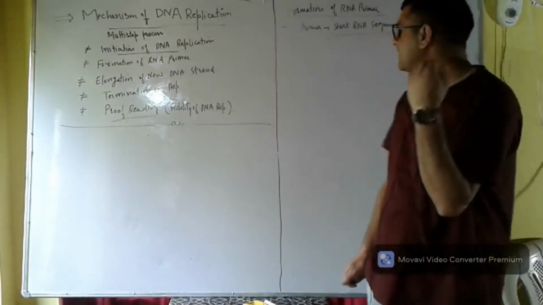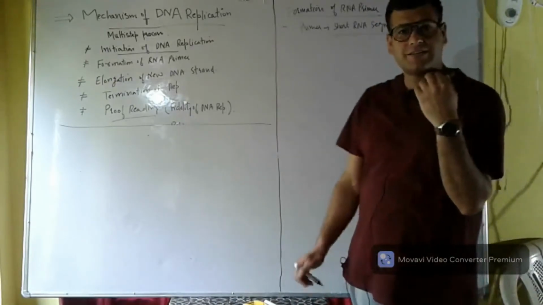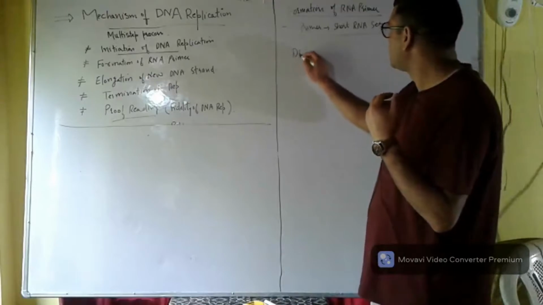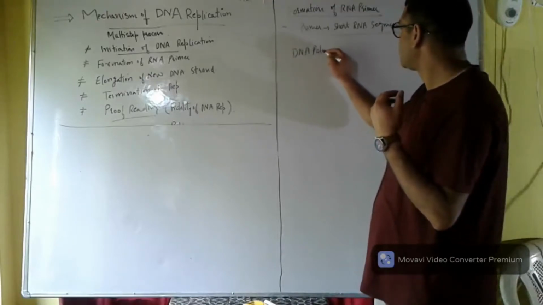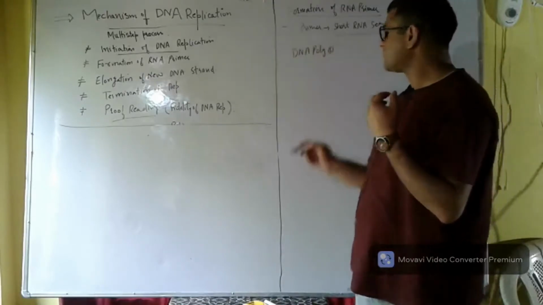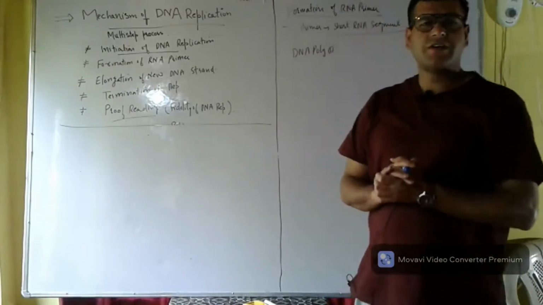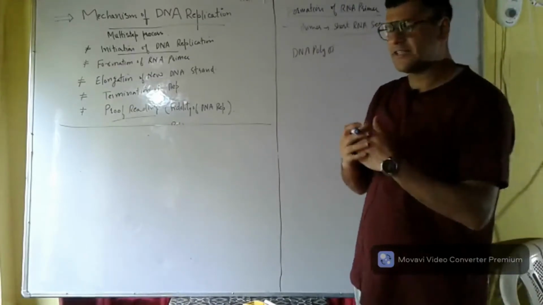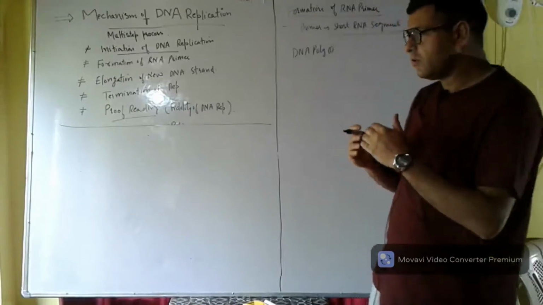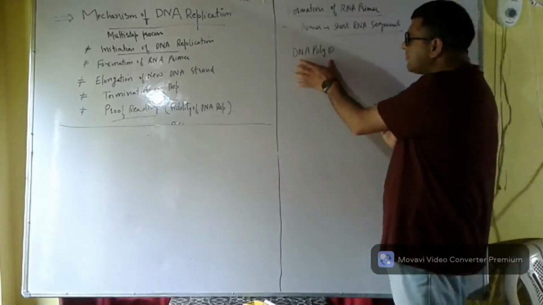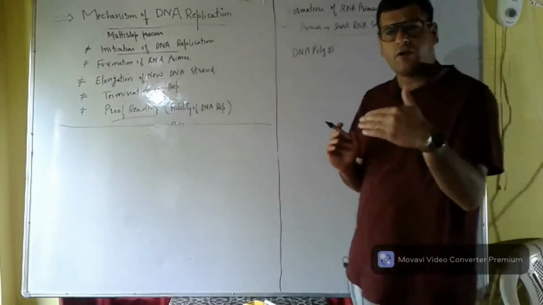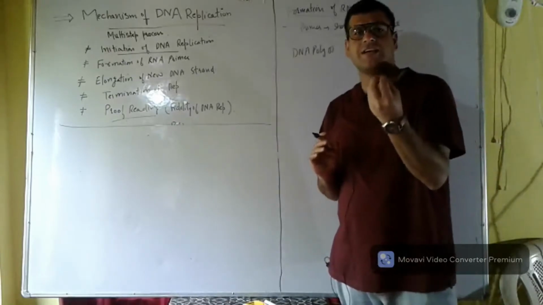because of the fact that the DNA polymerase III is the main enzyme. In case of prokaryotes, this DNA polymerase III cannot initiate the synthesis of DNA. It means that this DNA polymerase can add deoxyribonucleotides only to the 3' end.